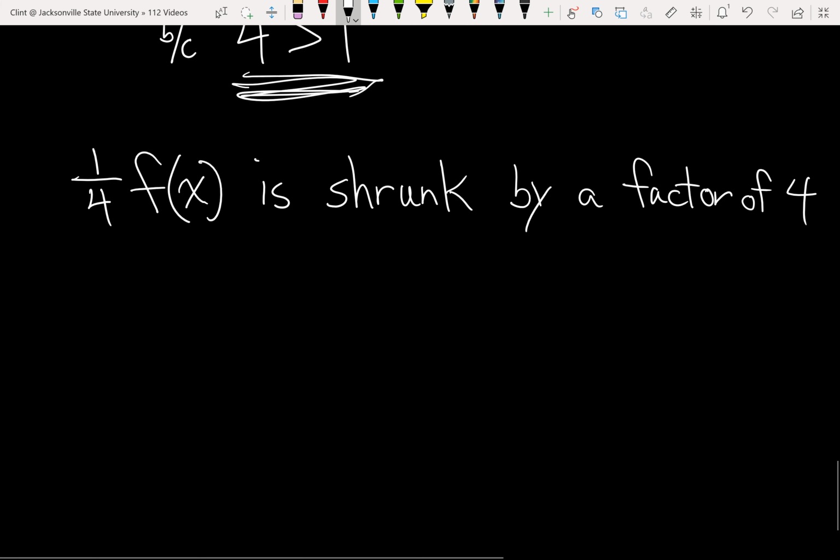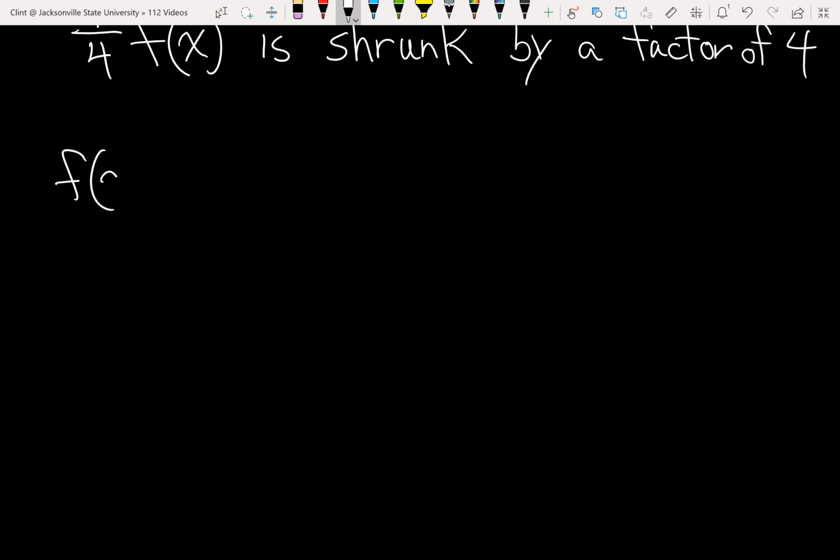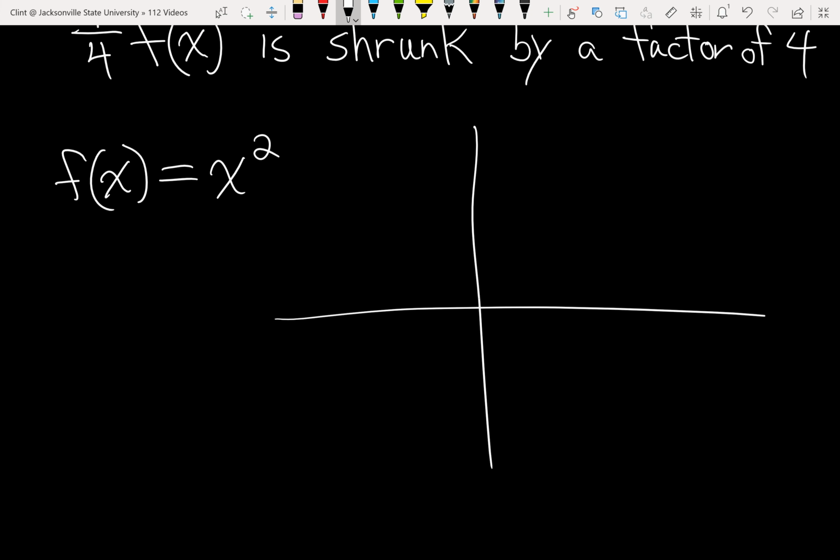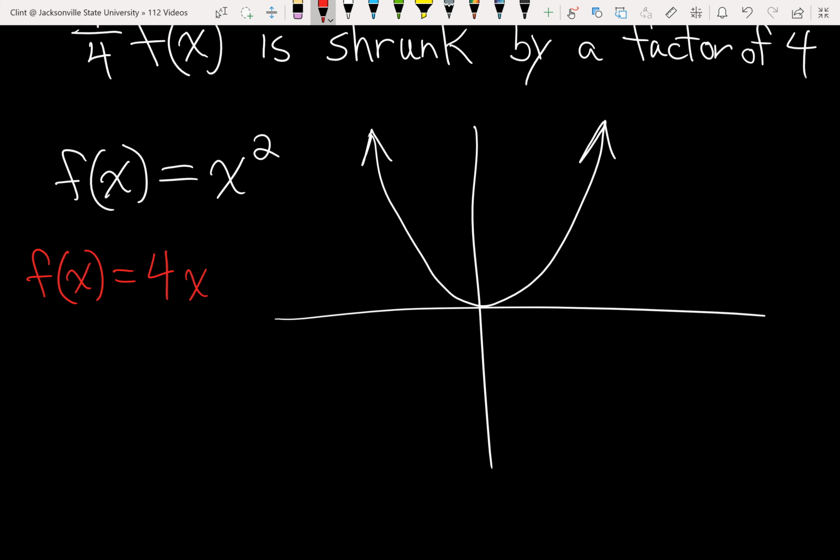So what's this going to look like on the graph? If we have f of x equals x squared, there's our starting function. Then if we do 4 times that, we'll have f of x equals 4x squared. So this is going to be stretched. You can think about it kind of like a rubber band. It's going to start here, and it's going to be skinnier, and it's going to go up faster.